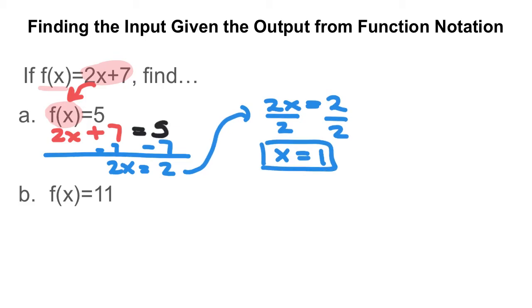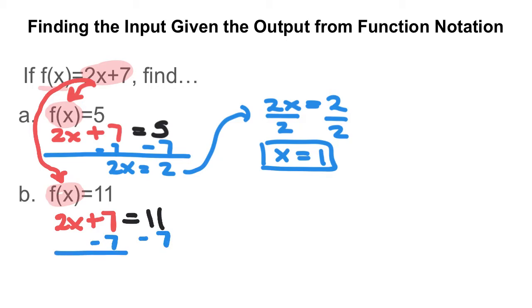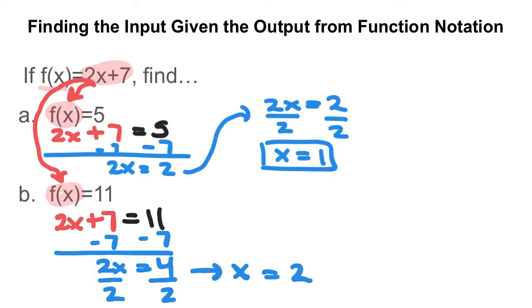For the next one, where again f of x equals 11, I'm going to take this 2x plus 7 and substitute it for f of x here. So I have 2x plus 7 is equal to 11. And now I would solve like a regular equation. So I can subtract 7 from both sides to get 2x equals 4, and then divide both sides by 2 to get x by itself. So you'd have x is equal to 2 as your final answer.